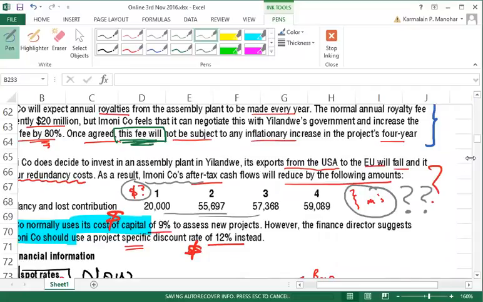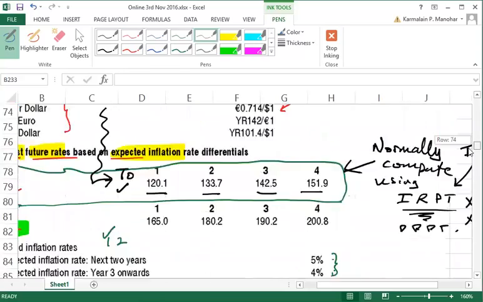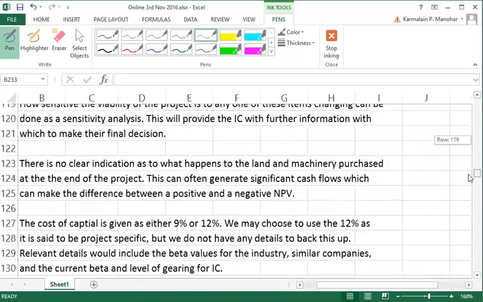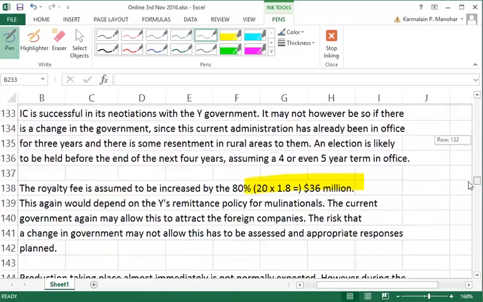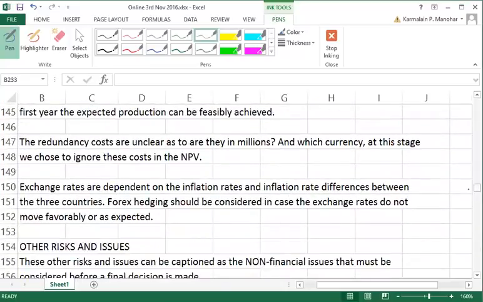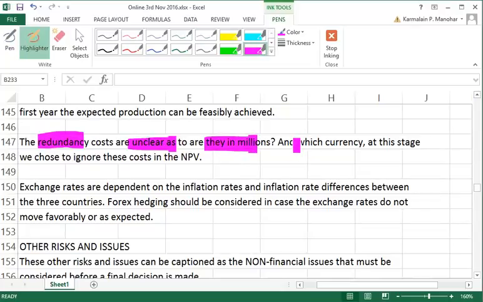Now, Anita is trying to tell me to throw it in, but in the meanwhile, last time we did our report here, I had a bit which said redundancy costs are unclear as to whether they are in millions and which currency. At this stage, we choose to do what? Ignore, right? So we wrote that in the report. You don't want to go and do something contrary to the report.